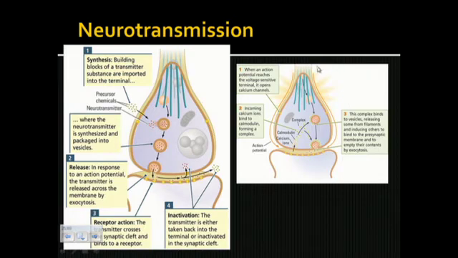Okay, so you generate an action potential. This influx of calcium ions binds to these synaptic vesicles and causes them to merge through exocytosis with the cell membrane at the end of the terminal button, and release its contents. Does that make sense?